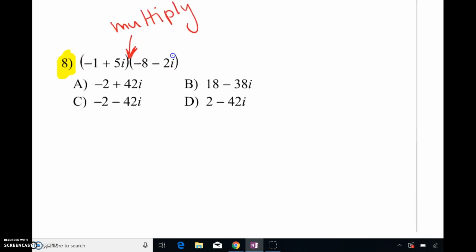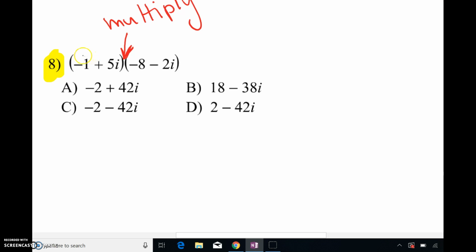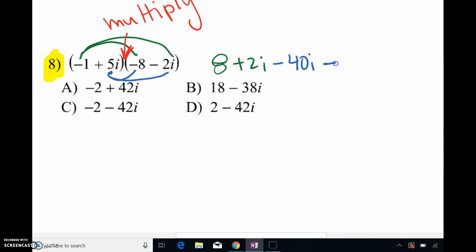which means I'm going to distribute this. So a negative 1 times a negative 8. A negative times a negative? Oh, positive. Positive 8. Ooh, I almost messed up. A negative 1 and a negative 2i gives me a positive 2i. 5i times negative 8 is negative 40i. 5i times negative 2 is going to be a negative 10i squared. So if I simplify this, I'm going to get 8 minus 38i minus 10i squared.